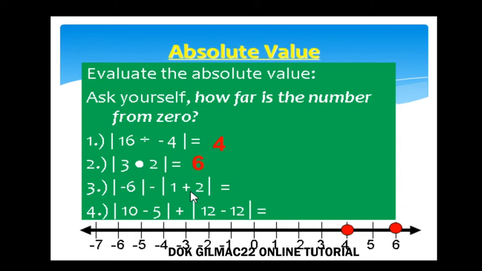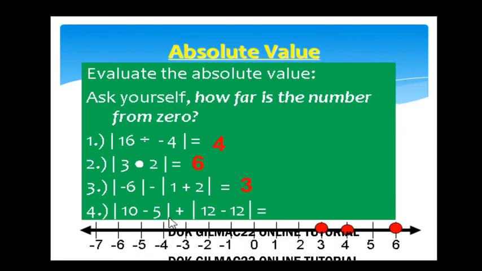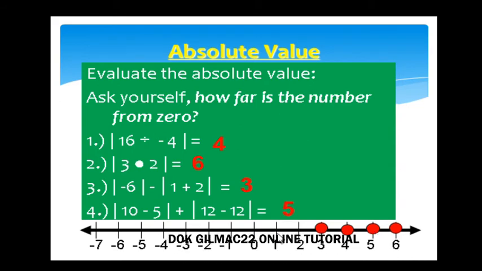Negative 6 minus the absolute value of 1 plus 2. So 6 minus 3. So that's equal to 3. Okay, so let's plot. How about number 4? 10 minus 5 plus 12 minus 12. Absolute value. So 10 minus 5, absolute value is 5, plus 12 minus 12 is 0. So 5 plus 0 is 5. So we have here, okay, equal to 5, and then it's 5 units from 0. So as you can see here, 1, 2, 3, 4, 5. So 5 units from 0.